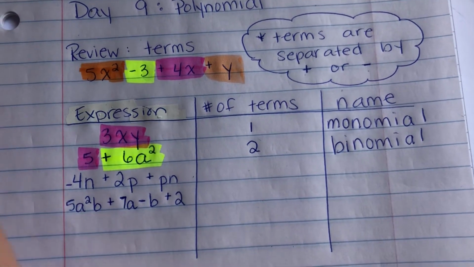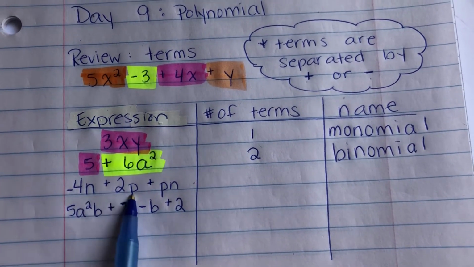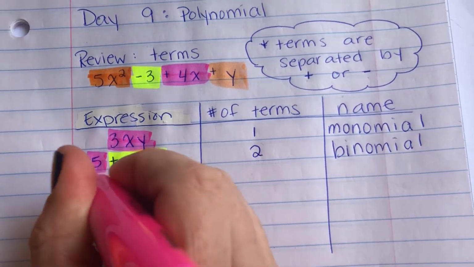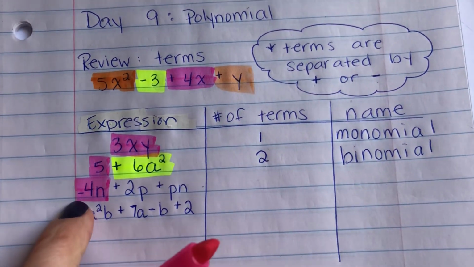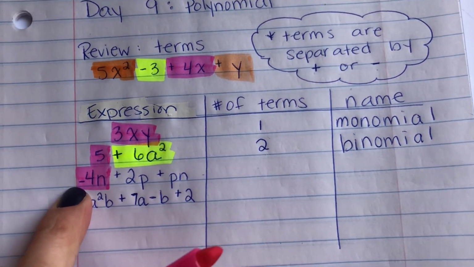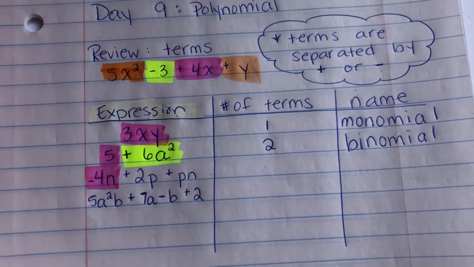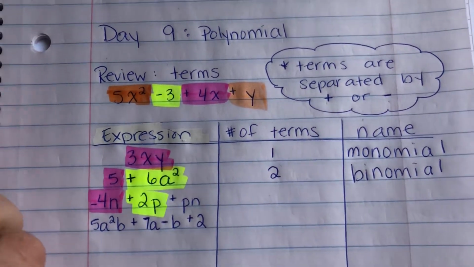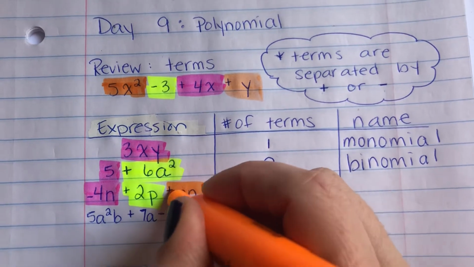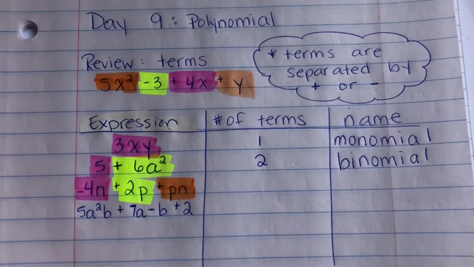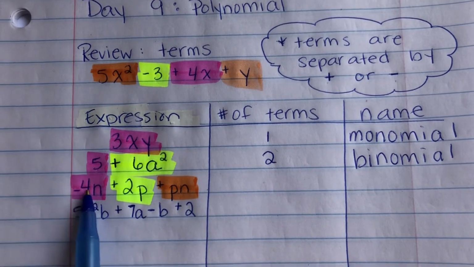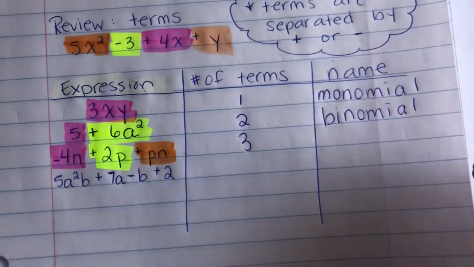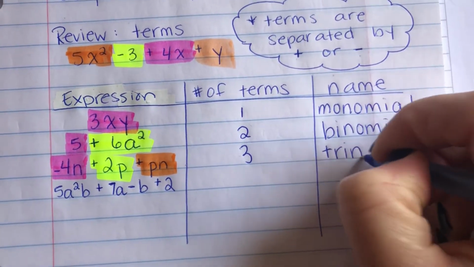Okay. In our next example, we have negative 4n plus 2p plus pn. Again, we'll go and highlight the different terms there. Notice how this has a negative in front, so I want to make sure that I include the negative with it. We're always including the symbol that's right in front. So plus 2p, and then plus pn. Number of terms in this expression, 1, 2, 3. And that has a special name that's called trinomial.